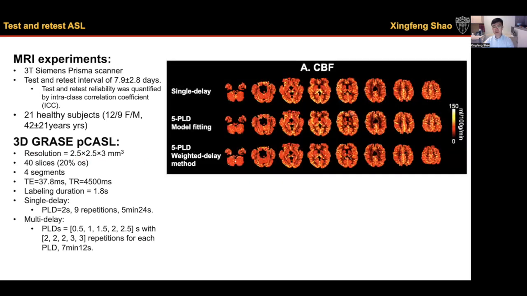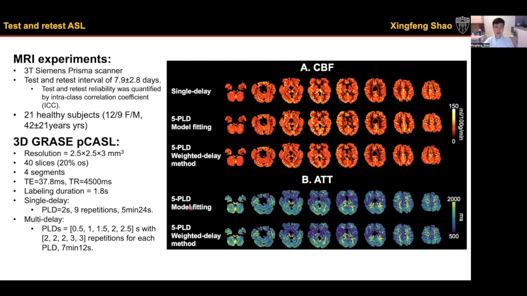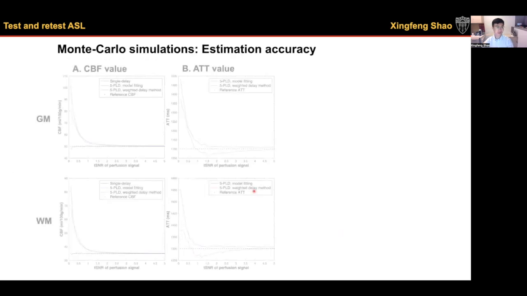Here are the CBF maps estimated from one subject using the single-delay and the multi-delay acquisition protocols. You can see they are very comparable between measurements. And here are the arterial transit time maps estimated from the 5PLD acquisition using the model fitting and the weighted delay methods. You can see the weighted delay method slightly underestimates arterial transit time in some brain regions.